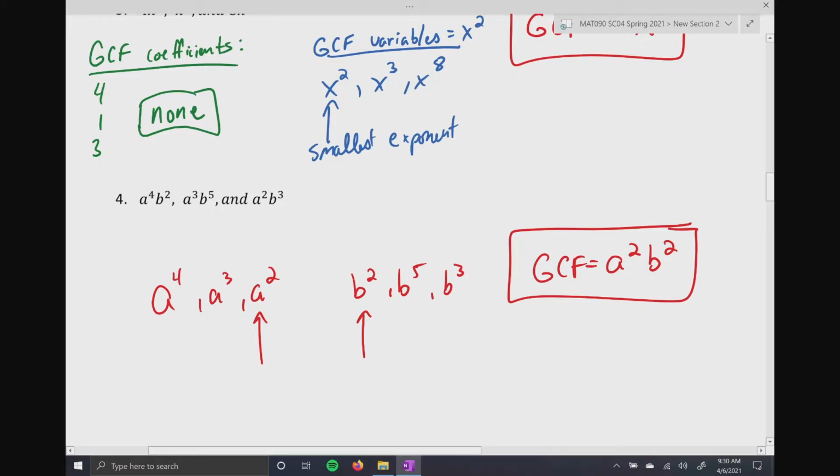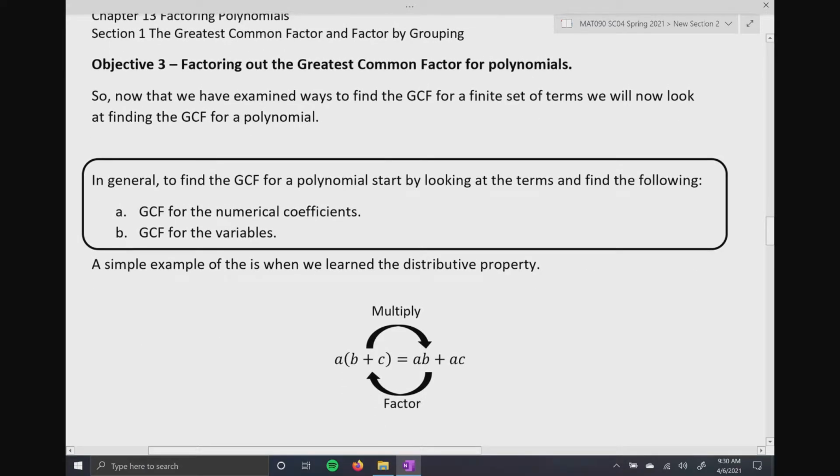All right, now, you might be asking yourself, okay, well, why are we finding this? Like, why are we finding a GCF? Remember, at the very start of class, factoring is the reverse of multiplication. At the start of this lecture, I said, I'm going to be giving you the answer. What I want you to tell me are the things that we multiplied to get that answer. And that's where we start actually using this GCF thing to our advantage. So objective 3 is finding out the greatest common factor for polynomials.